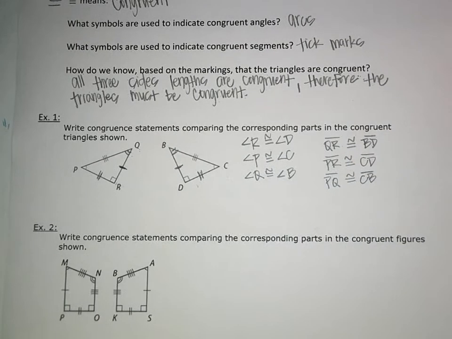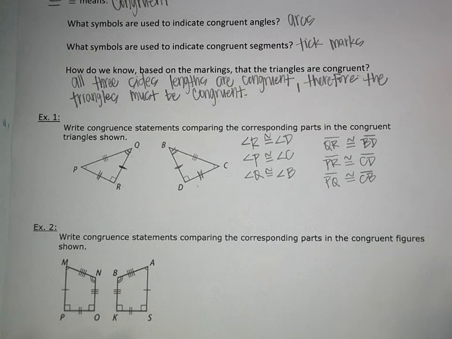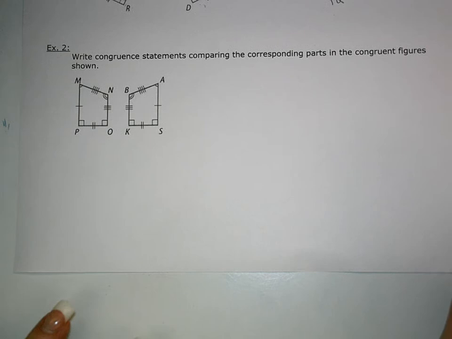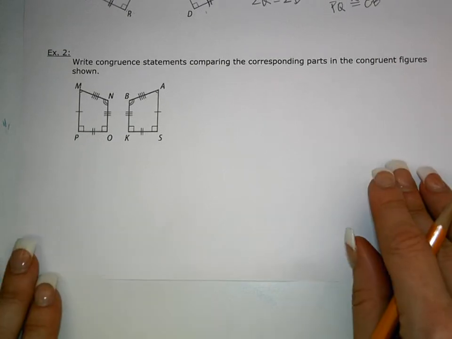Okay? That's how we write congruent statements. So that's it. You're just writing which parts are congruent to one another. Okay, let's look at the next one. It says, write congruent statements comparing the corresponding parts in the congruent figures shown below. So this one, we want to figure out which ones are similar to each other.